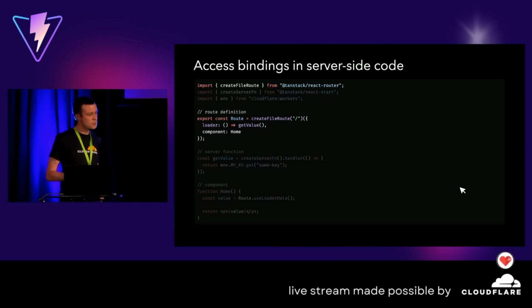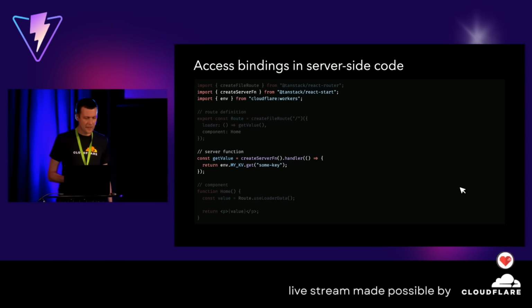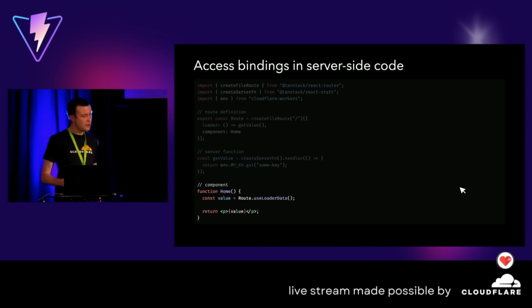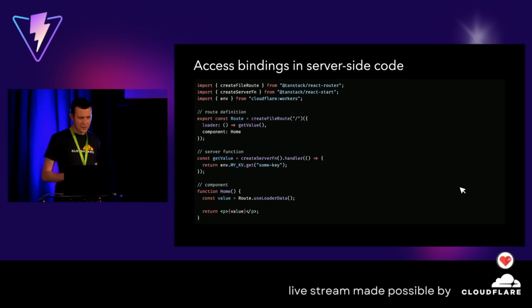Here you can see we've got a root definition, and then we've got a server function here. That server function will always run on the server. So it's always going to run in a worker in this case, and therefore it can access bindings directly. Then our component loads data via the loader, which calls the server function, and then we can render the value. Because we're running inside the worker's runtime, you can import things directly from Cloudflare workers, and they will just work, as long as you're running them on the server side.